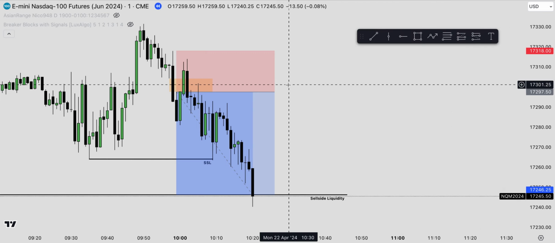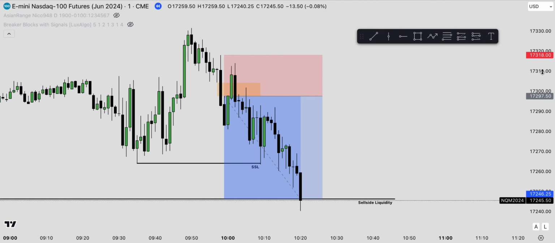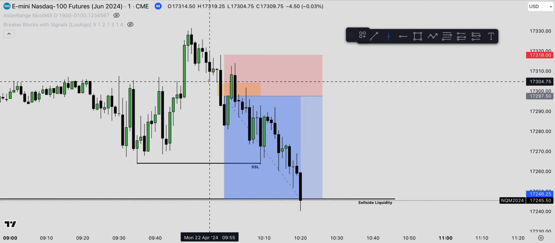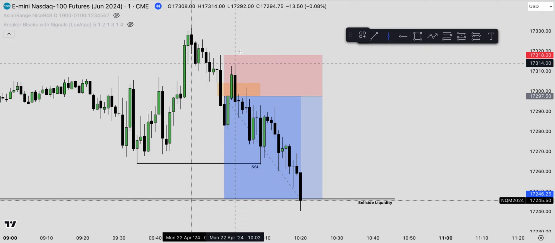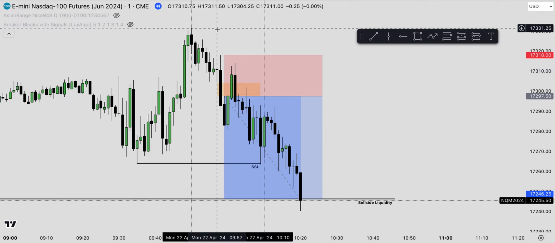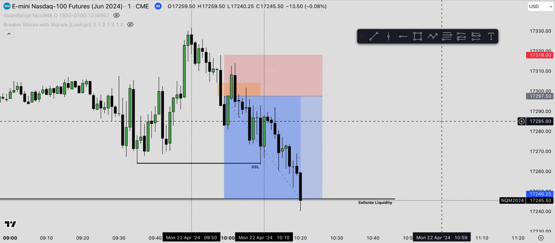I just wanted to add as well, if you do decide to take these trades on your own, the silver bullet, make sure to mark out your 950 to 1010 macro, okay? So this is usually when the trade will occur. You usually get your entry within this 20-minute time window. Get your notepad out and write this down, guys.